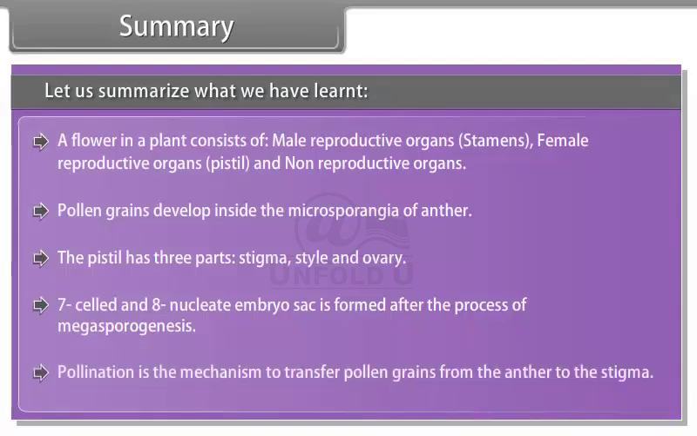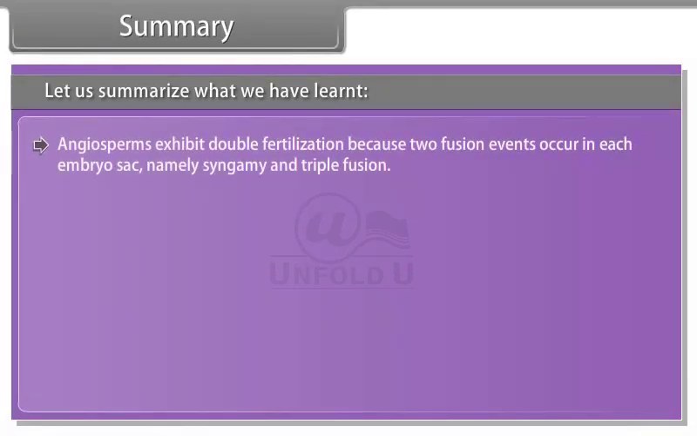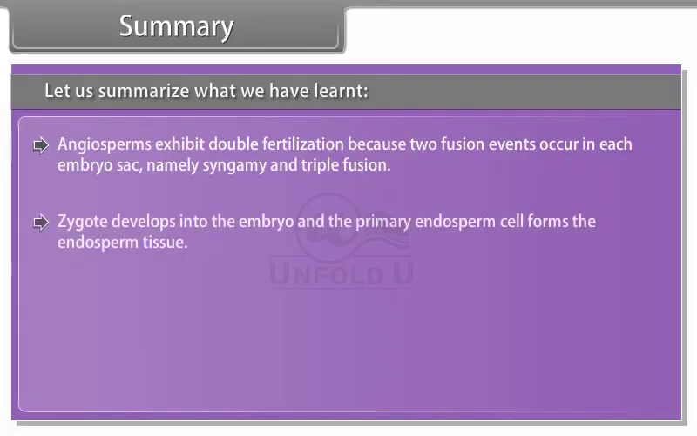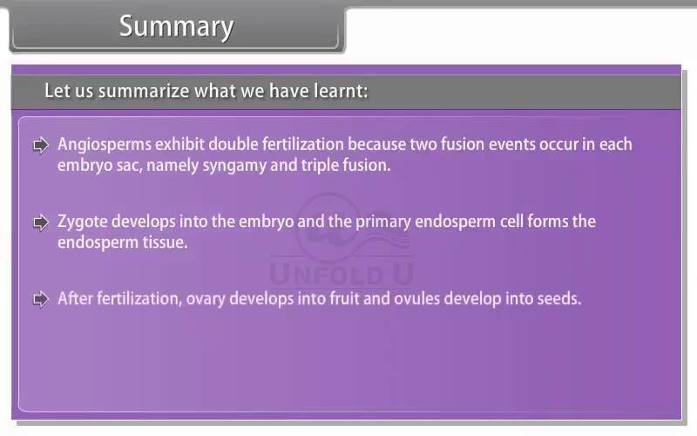Pollination is the mechanism to transfer pollen grains from the anther to the stigma. Angiosperms exhibit double fertilization because two fusion events occur in each embryo sac, namely syngamy and triple fusion. Zygote develops into the embryo, and the primary endosperm cell forms the endosperm tissue. After fertilization, ovary develops into fruit, and ovules develop into seeds.